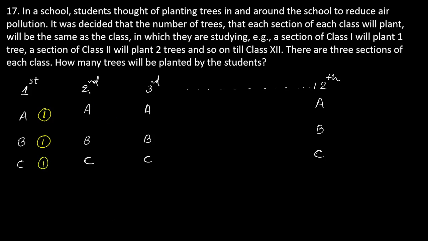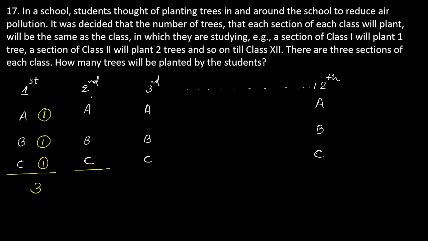In this way, the class 1 has 3 sections, so the total will be 3. The class 1 will plant a total of 3 trees because each division will plant 1 tree. So the class 1 will plant a total of 3 trees. I will repeat, don't worry.